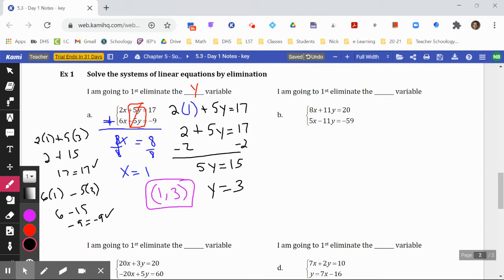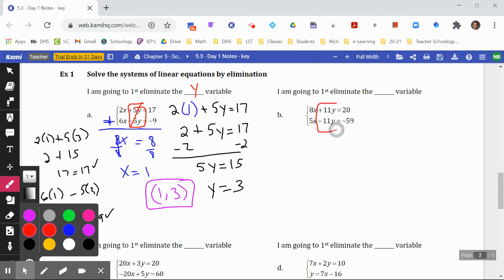All right, example B, I have 8x plus 11y equals negative 20, and x minus 11y equals negative 59. Well, again, look at this. They're both kind of lined up. They're both in standard form. I'm lucky again, and I have the opposite coefficients on that same variable. I get a positive 11y and a negative 11y. So that means I'm going to first eliminate that y variable. Right, I'm going to eliminate that y variable by adding these 2 equations.